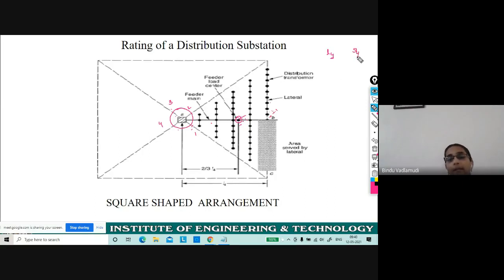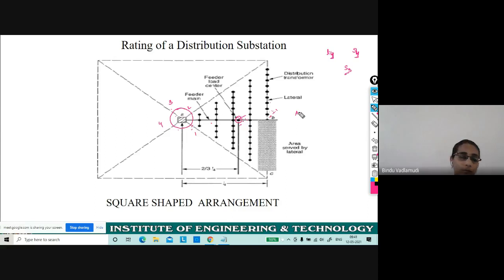Is it clear? Is the suffix clear? In S3, what is the meaning of S3? It says that it is a 3-phase system. In the same way here, how many feeders are there? 4 feeders, so we are using the suffix 4. Is it clear? Okay, so write down the next line.